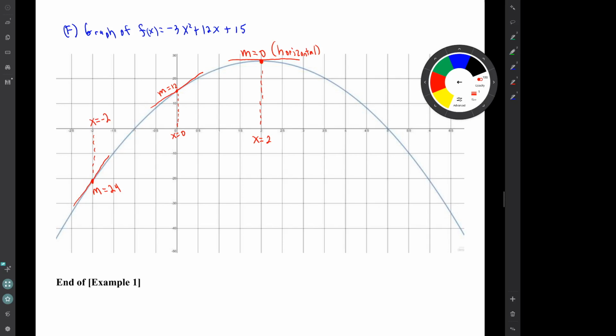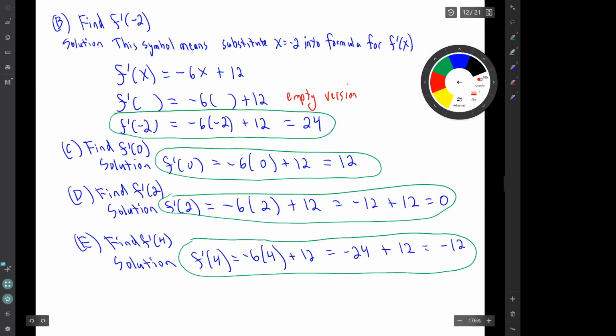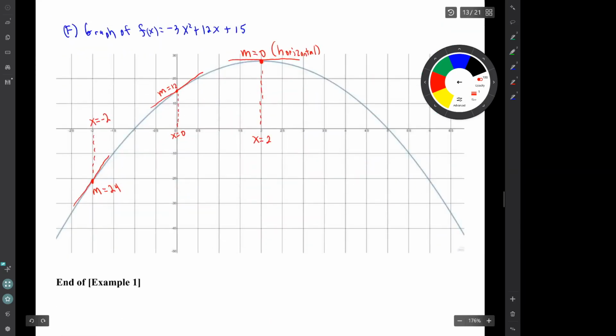Now finally, our last result. Our last result was this one. That tells us that the line that's tangent to the graph at x equals 4 has a slope that's m equals -12. So we draw the tangent line and we label its slope. Notice that that tangent line has a slope that's negative because the tangent line is tilting down. So that's the end of example 1.